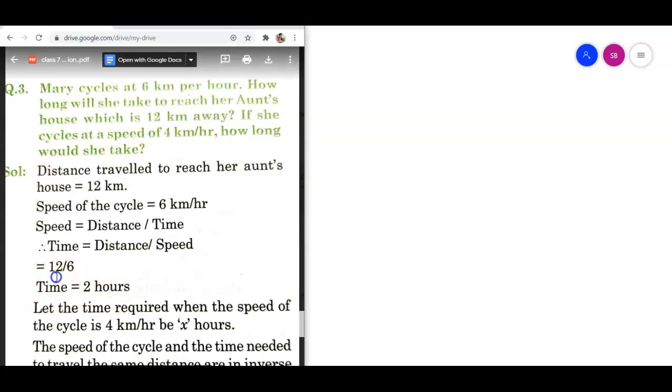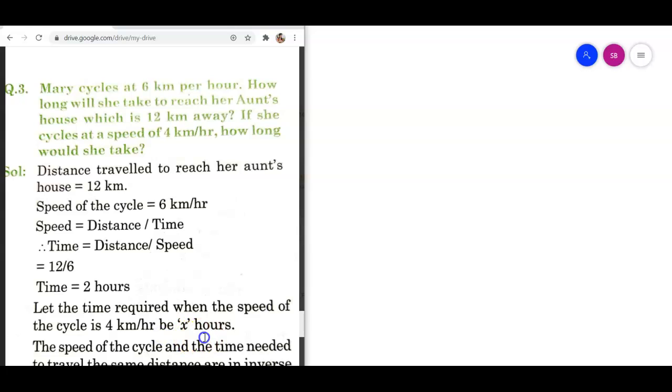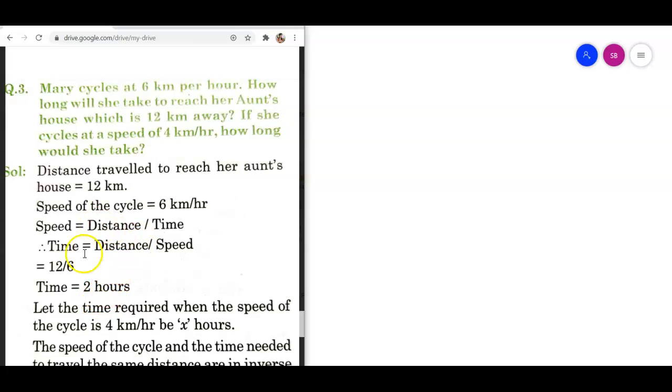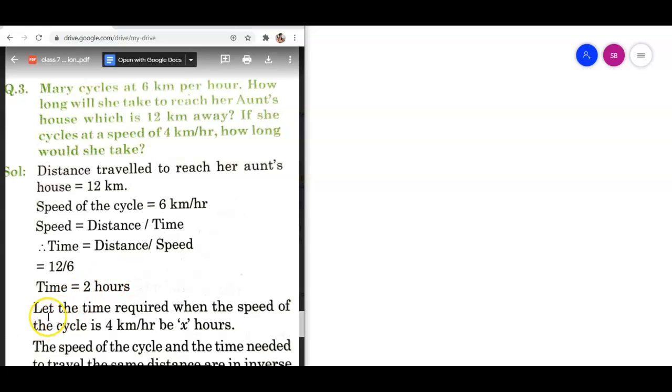Distance is 12 km and her speed was 6 km per hour. Therefore the time she will take is 2 hours. Now let the time required when the speed of the cycle is 4 km per hour be x hours. So this we have to write. Till here it was in the question only. We have tried to put it out in a proper way from the question. Now from here we start the answer.